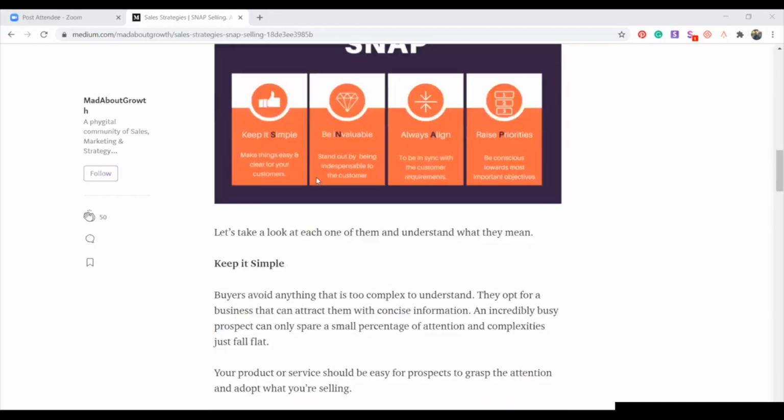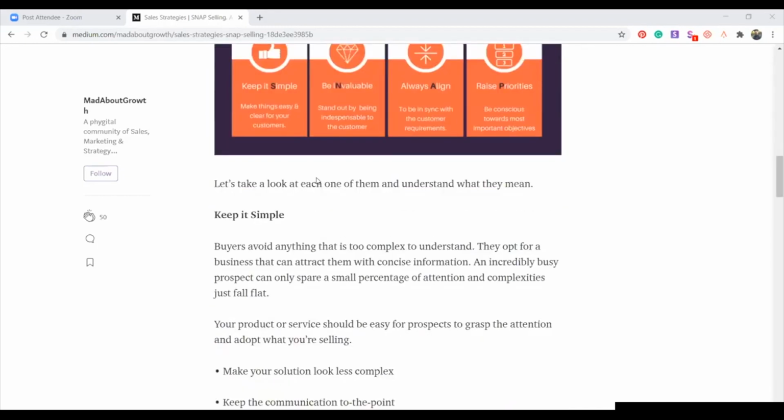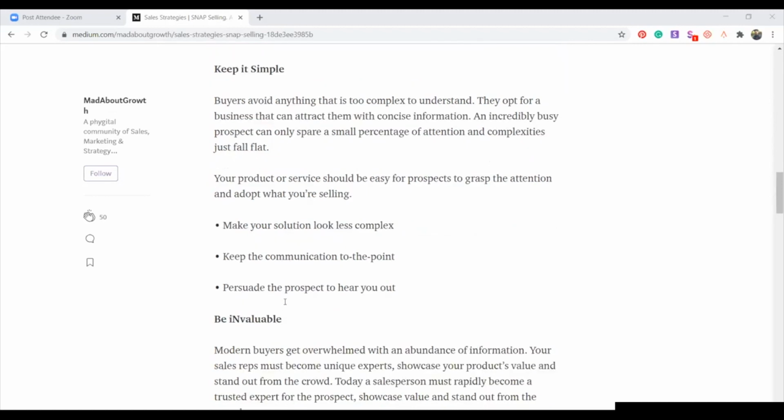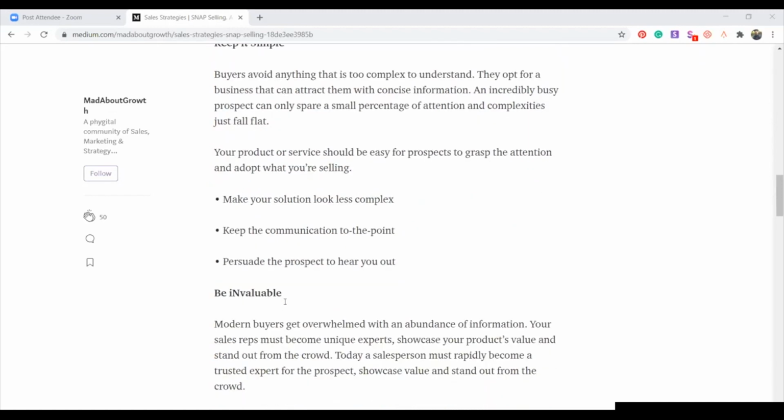The first directive is keeping it simple, which basically talks about making things easy and clear for your customer. As I mentioned, you get very little time or attention from your prospect. So at this stage, you would rather be simple than complex in allowing them to understand your services or products. You should make your solution look less complex and keep the communication to the point.